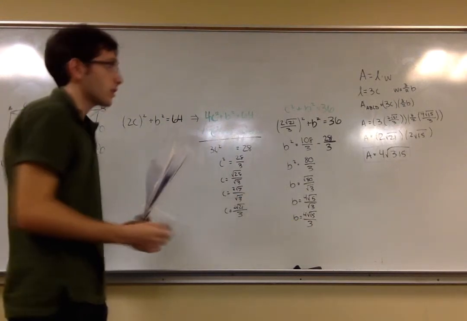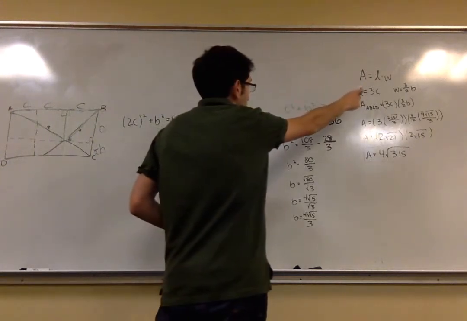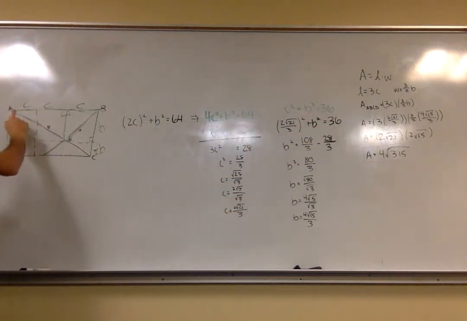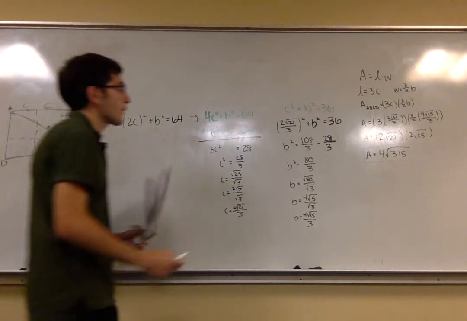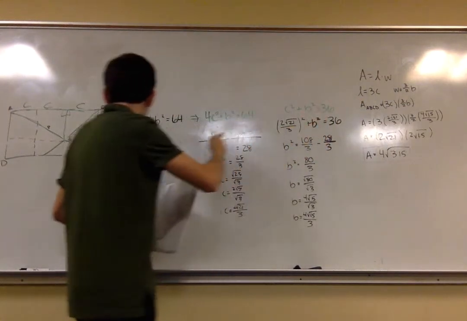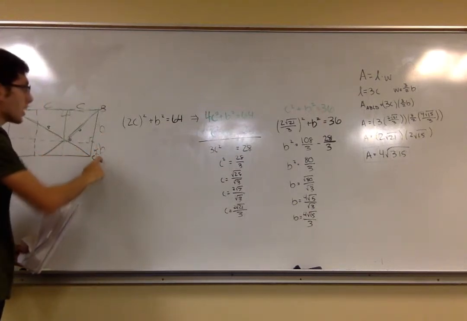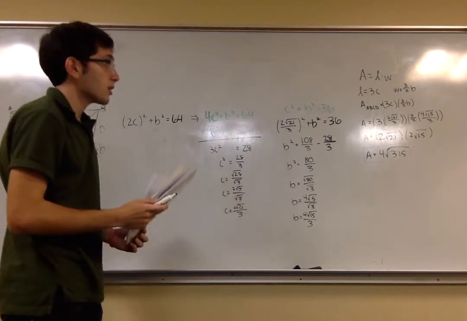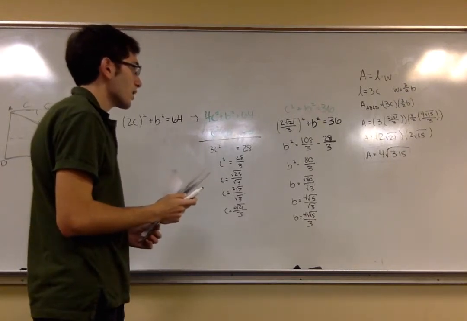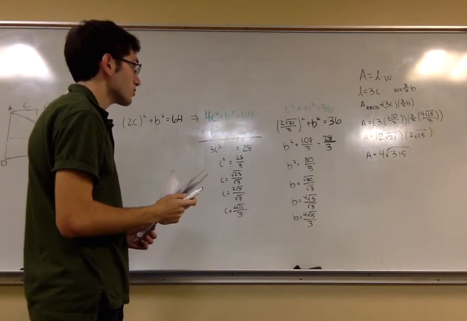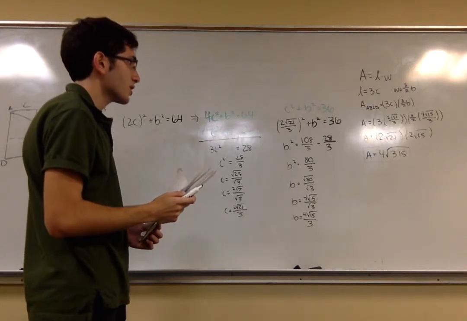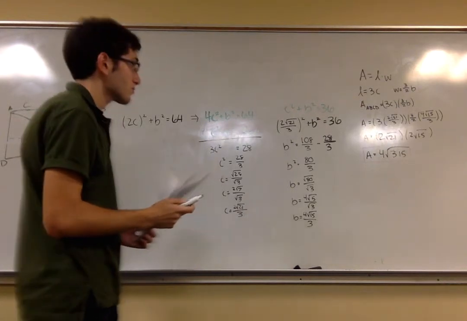Now we have to find the area. Area equals length times width. The length equals 3c because AB is split into 3c. Width is 3 halves of b because we have b and 1/2 b. So the area is 3c times 3 halves b. So it's going to be A equals 3 times 2 square root 21 over 3 times 3 halves times 4 square root 15 over 3.